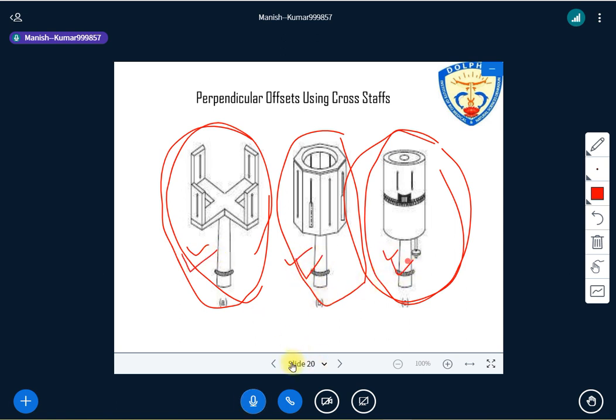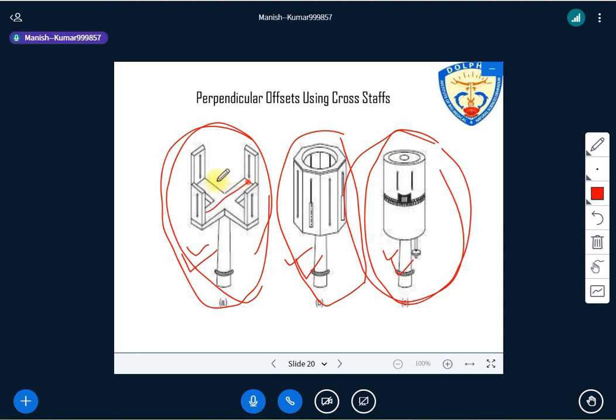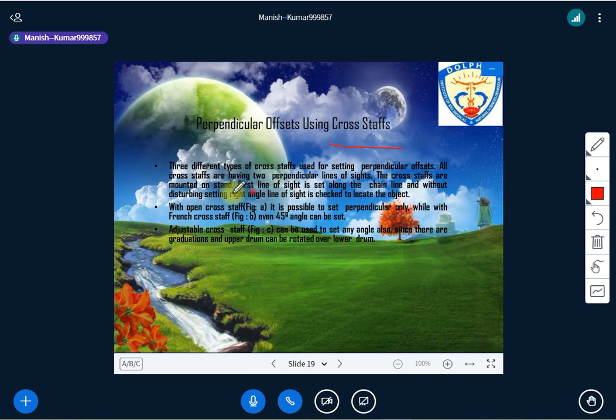So now back to this. You can read the statement that is written over there. All cross staffs have two perpendicular lines of sight. Two perpendicular lines of sight, you can easily look at there. Similarly, from here to here you have two perpendicular lines of sight. You are able to see here, right? Perpendicular lines of sight, and the cross staff is mounted on a stand. So just look here.